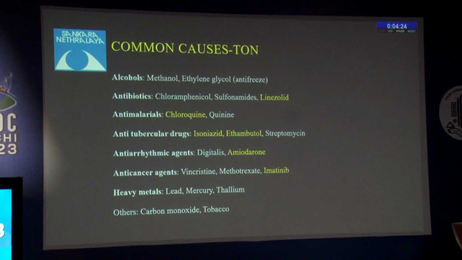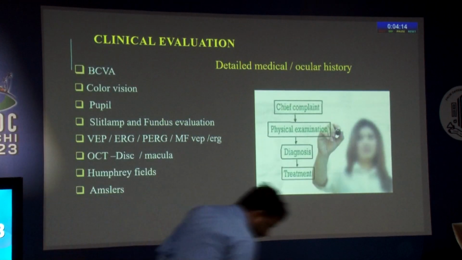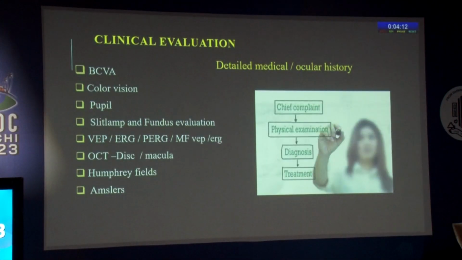And the common causes of toxic optic neuropathy, coming to the drugs, are this huge list of drugs, in which I have highlighted the most common drugs which we see in our day-to-day clinical practice. And maybe I'll try to show some examples of those also.